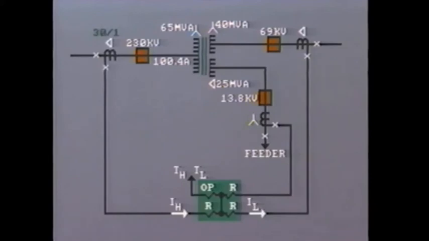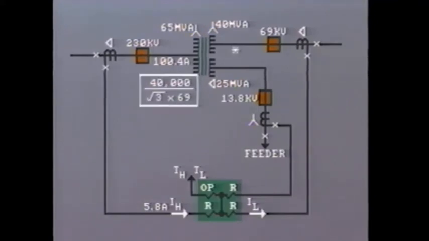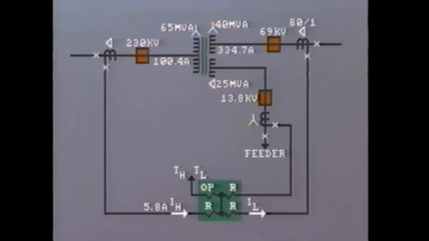Assuming a CT ratio of 30:1, and remembering that the CTs are delta connected, the secondary current equals 5.8 amps. On the secondary side, the current in the transformer windings will be 40,000 divided by root 3 times 69, or 334.7 amps. Assuming a CT ratio of 400:5, that is 80:1, and remembering the delta connection, the CT secondary current will be 7.25 amperes going to the relay.